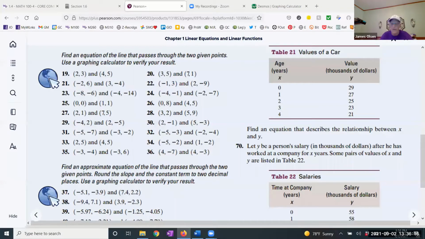Now let's go to our next example. The next example I'd like to do today is number 29. Let's read the directions. Find the equation of the line that passes through the two given points, and then verify your result with a graphing calculator. If you have a graphing calculator, great. If you don't, use Desmos. So let's write down our two ordered pairs for number 29. -4, 2, and 2, -5.